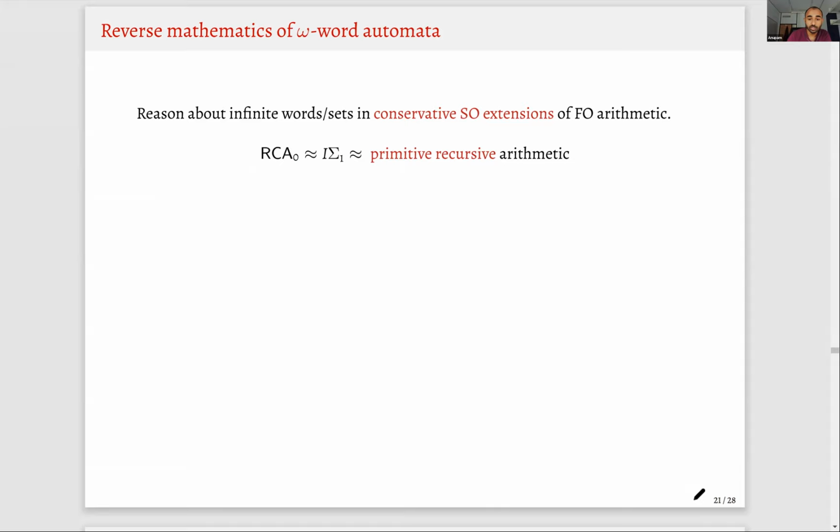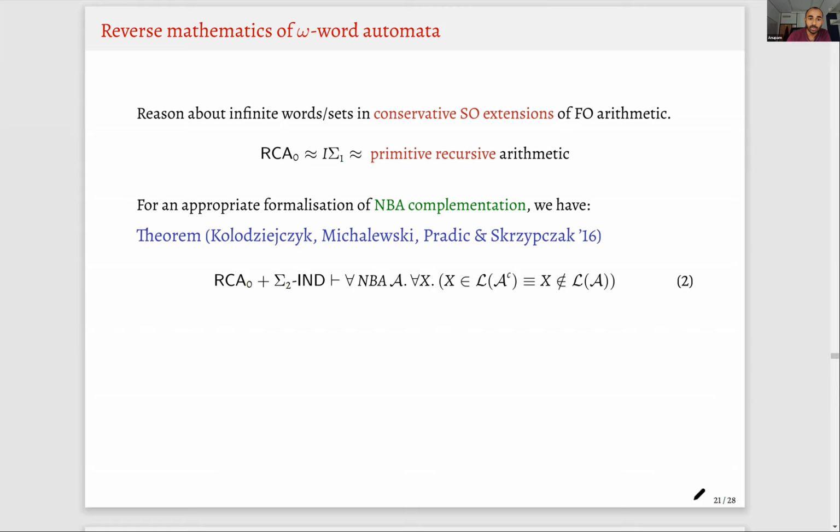And fortunately, very recently, there have been some results studying exactly the logical strength of omega automaton theory in the setting of second order arithmetic. It's this nice result of Kolodziejczyk, Michalewski, Pradic, and Skrzypczak in 2016. They showed that RCA zero with sigma two induction can actually prove the complementation result for non-deterministic Büchi automata. It can prove that some recursive construction A^C actually computes the complement language of the automaton A. And it's really interesting that they use sigma two induction.